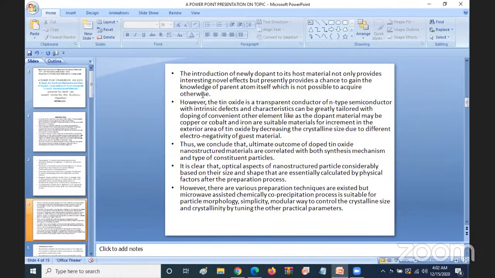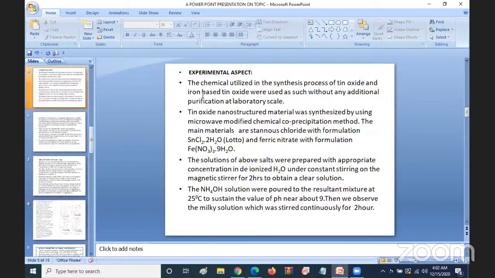Next, the introduction of a new dopant to its host material not only provides interesting novel effects but also changes the knowledge of the parent atom itself. Thus, we conclude that the ultimate outcome of tin oxide nanostructure materials is correlated with both the synthesis mechanism and the type of constituent particles. The optical aspects of nanostructure particles considerably depend on their size and shape, which are essentially calculated by physical factors after the preparation process. However, there are various preparation techniques, but we have adopted the microwave assisted chemical co-precipitation method.